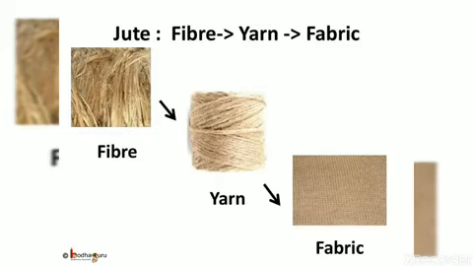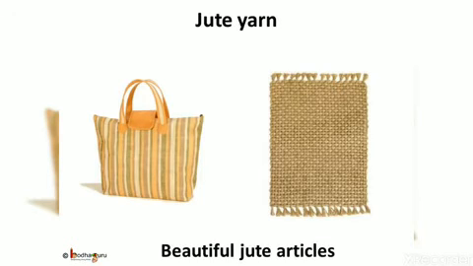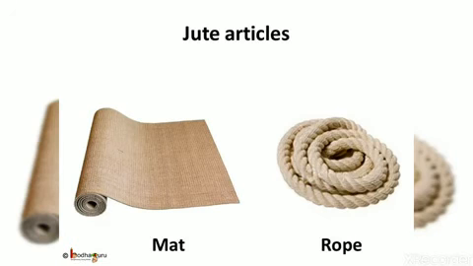Jute fibers are long and used to make strong yarns which are rough, durable and strong. Jute yarns are then woven into fabric to get different articles. Jute is used to make beautiful bags, mats, sacks, carpets, curtains, bedsheets, ropes, etc.